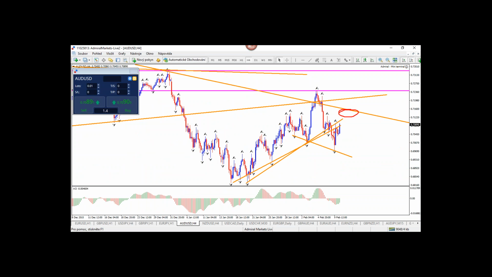Aussie as well, but I'm not getting too excited about this Aussie, because if I look at the other pictures, I look at Euro Aussie, I look at Aussie New Zealand, I'm getting a bit cautious about it. But still, if there's a good bounce, good candle formations here, it could still be worth it.